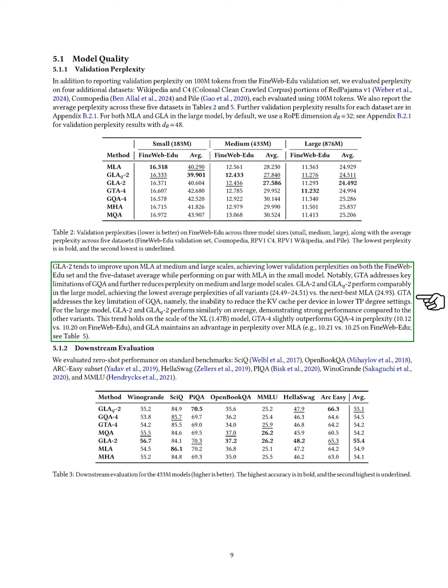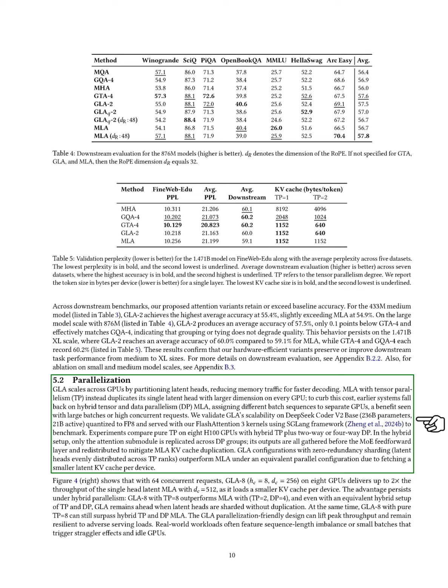Regarding parallelization, we designed GLA to scale across GPUs by dividing latent heads, which reduces memory traffic and speeds up decoding. In contrast, MLA uses tensor parallelism by duplicating its single latent head across GPUs, which can be costly. Earlier systems often resorted to a mix of tensor and data parallelism, assigning different batch sequences to separate GPUs, which is beneficial for large batches or high request volumes.